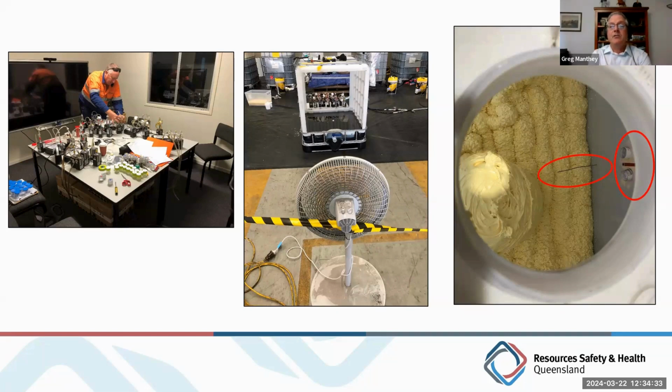Basically, we cut out opposite sides of a sacrificial IBC, put the MDI liquid in the base of the container, had a fan blowing air across the liquid onto the samplers, which were positioned about 30 centimetres away from the liquid surface.